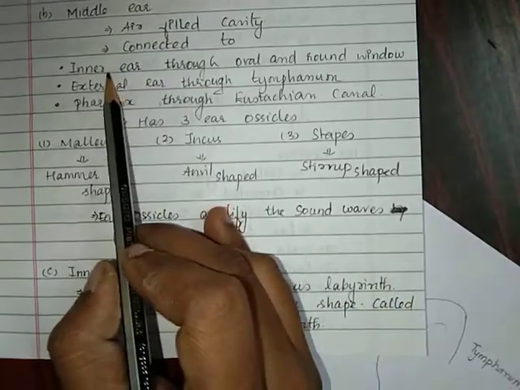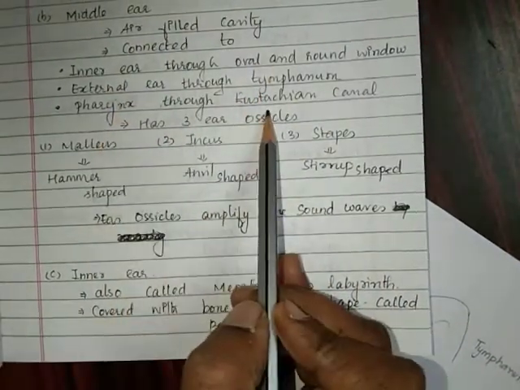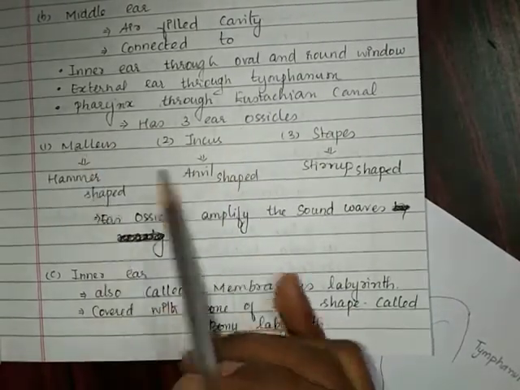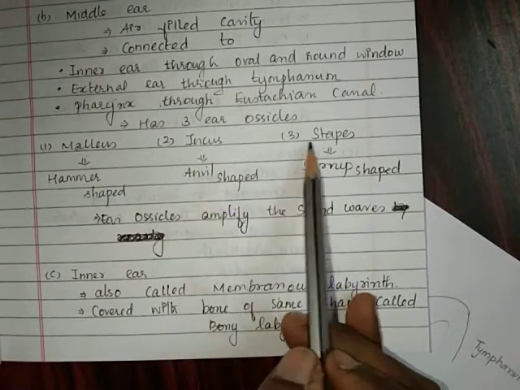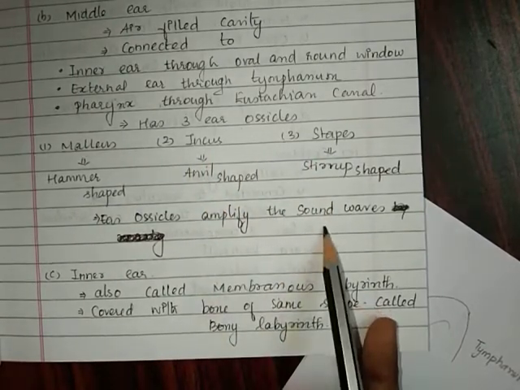So the middle ear is an air filled cavity, connected to the inner ear through the oval and round window, the external ear through the tympanum, and the pharynx through the eustachian canal. It has three ear ossicles or bones: malleus, a hammer shaped bone; incus, an anvil shaped bone; and stapes, a stirrup shaped bone. And their function is to amplify the sound waves.